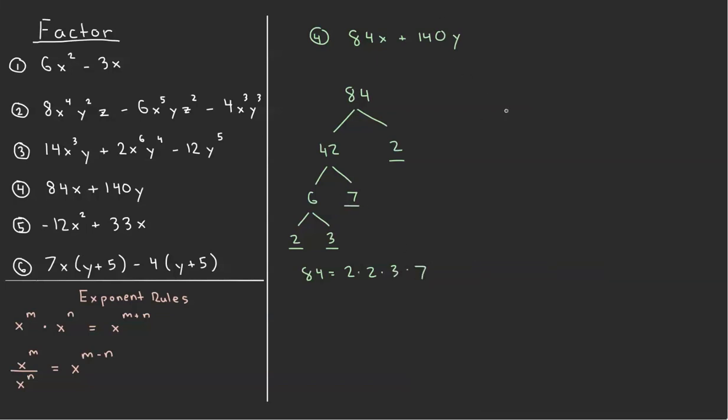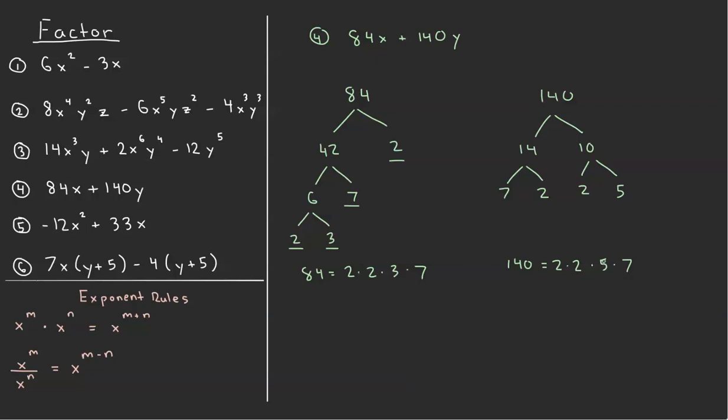We're going to do the same thing for 140. So we go ahead and write down 140. We could say 140 is 14 times 10. You could say it's 70 times 2. It doesn't particularly matter. We're going to get the same prime factorization no matter how we go about factoring 140. So 14 we could say is 7 times 2. And 10 we could say is 2 times 5. So the prime factorization of 140 will be 2 times 2 times 5 times 7.